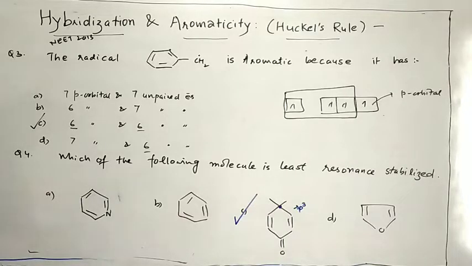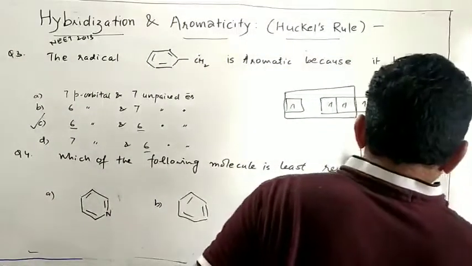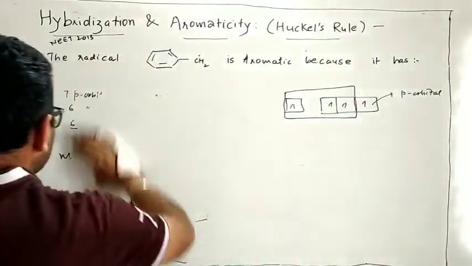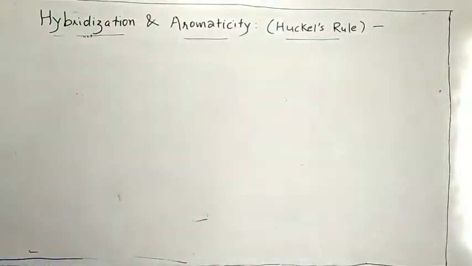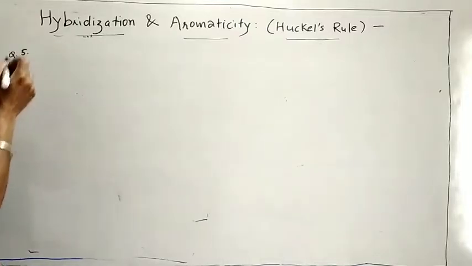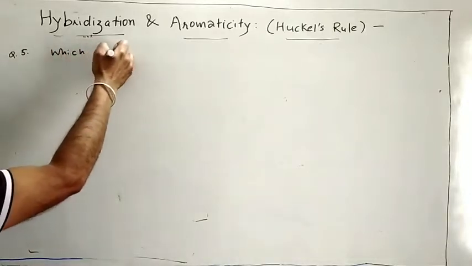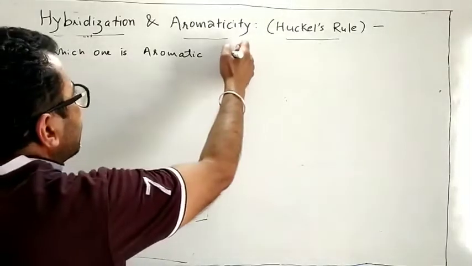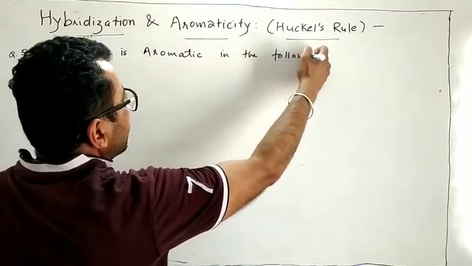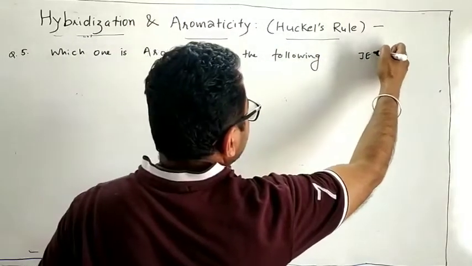So these were some NEET questions that came in JEE. Next, there is one more JEE question. We will move to the next compound. The question number was 5, okay. Which one is aromatic in the following? This is a JEE Main question.